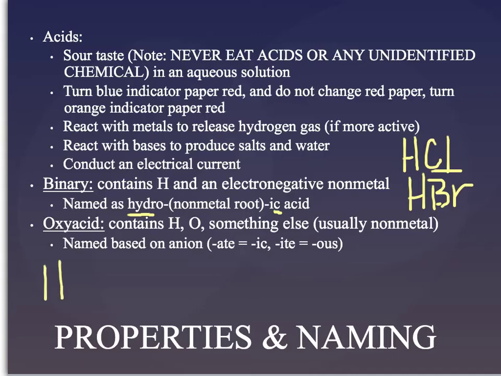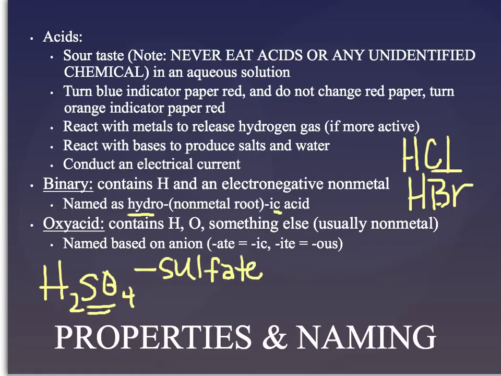There are also acids that contain an oxyanion, so a polyatomic ion that has oxygen and some other nonmetal. And the naming in those cases is based on the anion. So this is sulfate. When sulfate combines with hydrogen to form an acid, it makes sulfuric acid. Remember that ate becomes ic. So the ate part of the anion becomes ic in the acid, and ite becomes ous.